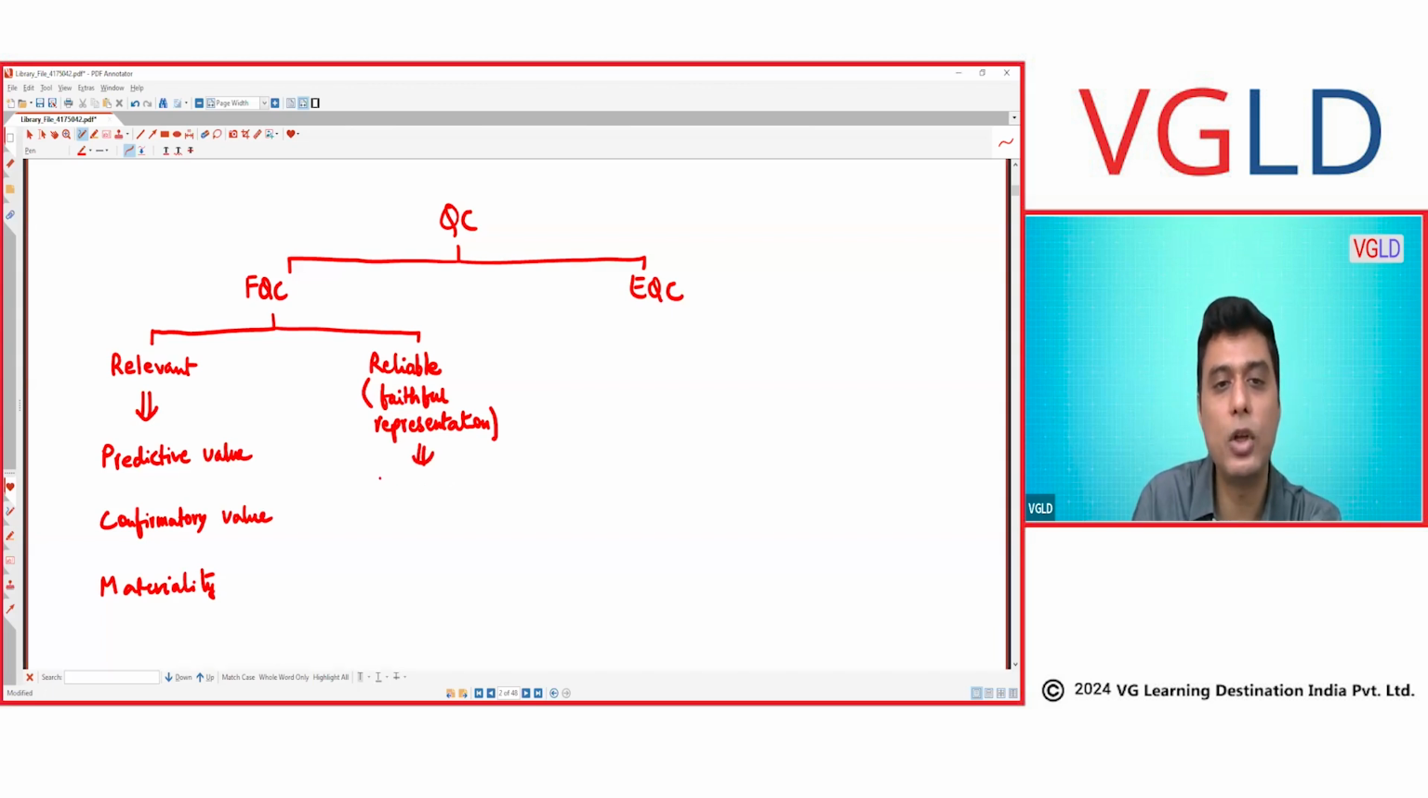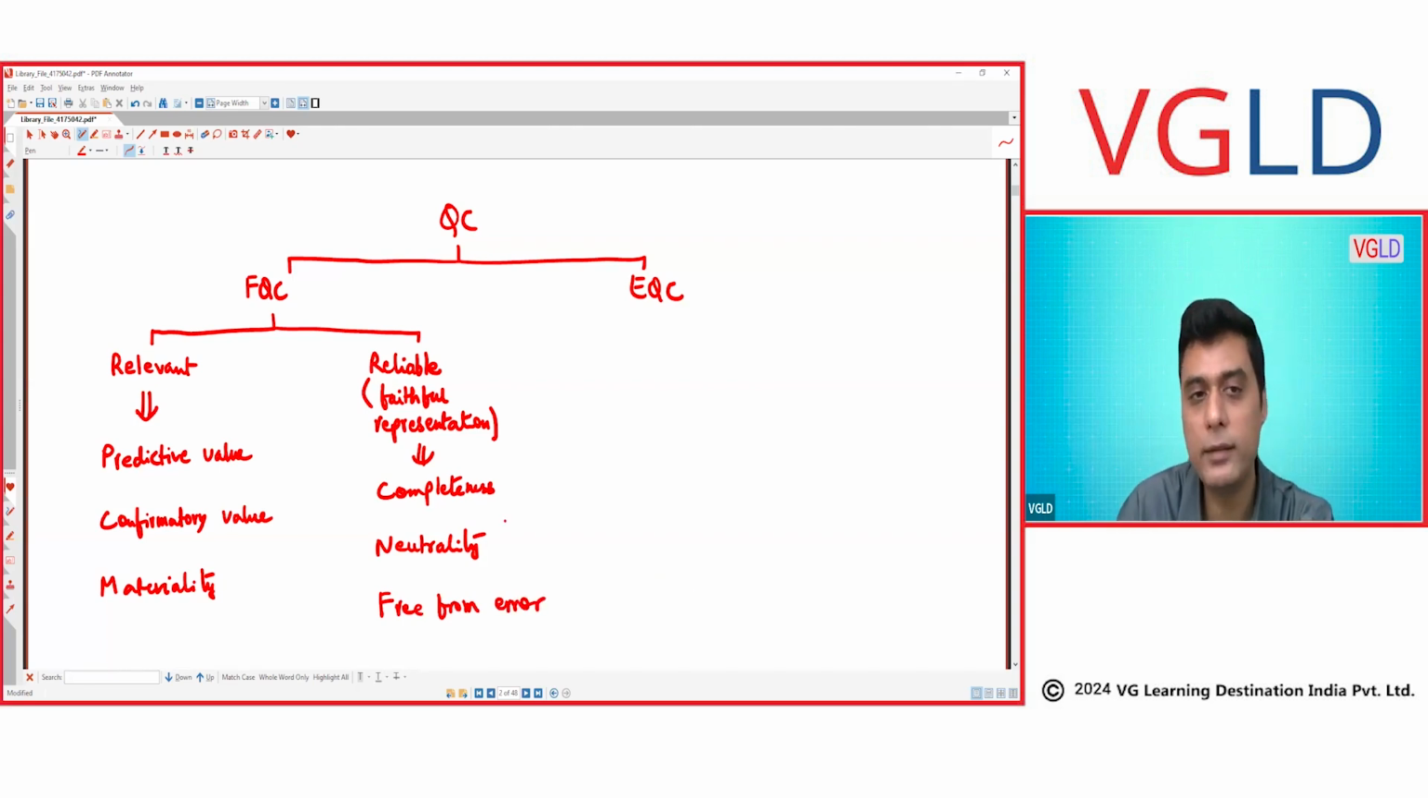Faithful representation also has three items in it: completeness, neutrality, and free from error. I'll explain these quickly.